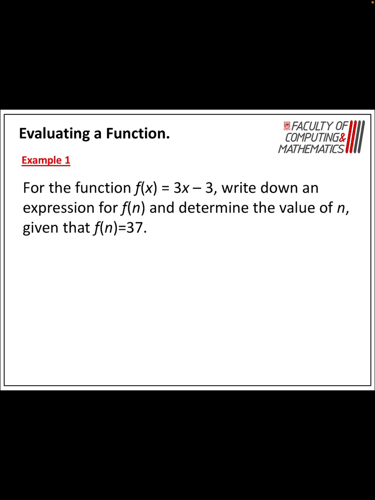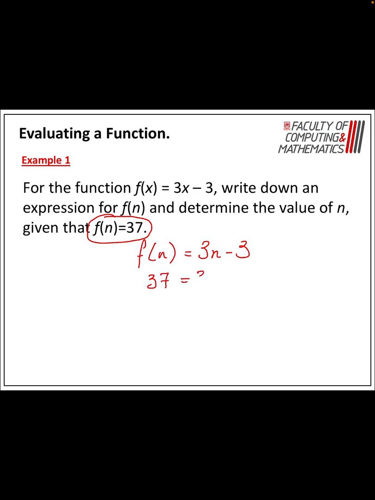Okay, so let's take a look at this one. The function f of x is equal to 3x minus 3. Write down an expression for f of n. So again, f of n just means that it's going to be written with an n in it, so 3n minus 3. And given that f of n is equal to 37, find the value of n.